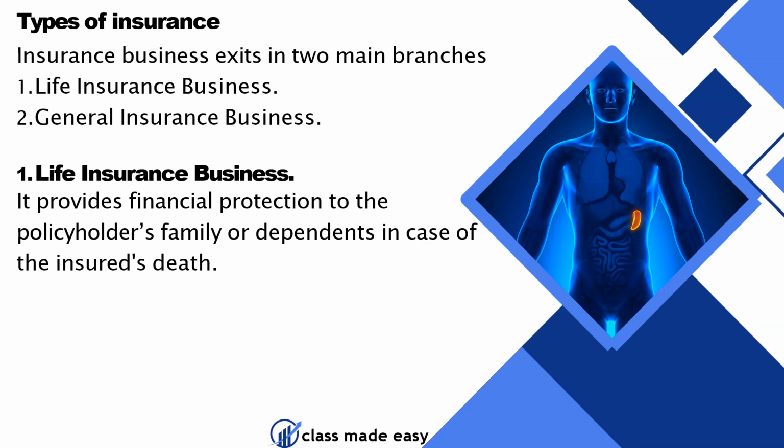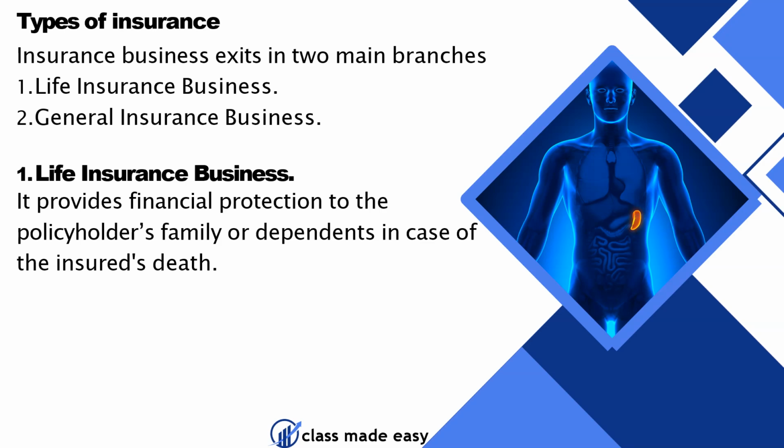Now we have what we call the types of insurance. We have life insurance businesses and general insurance businesses. What happens in life insurance businesses? These kinds of businesses are going to provide financial protection to the policyholder's family or dependents in case of the insured's death. So, in case of the death of somebody who was in a life insurance business, the family and dependents are going to benefit.